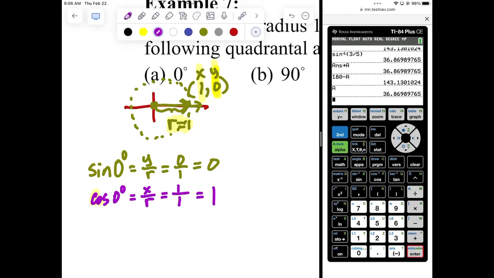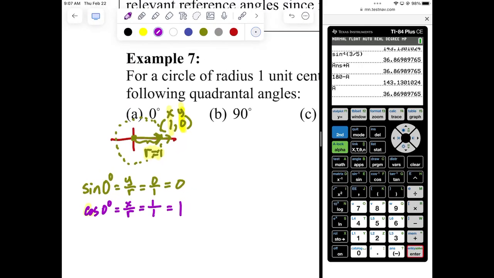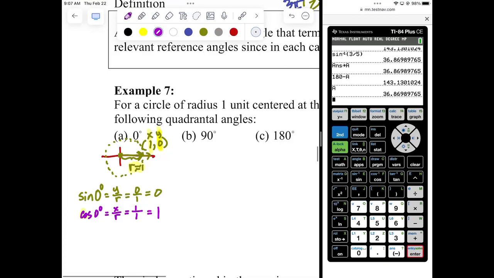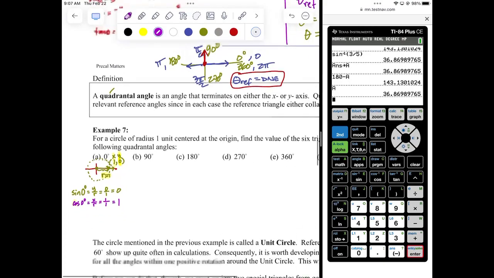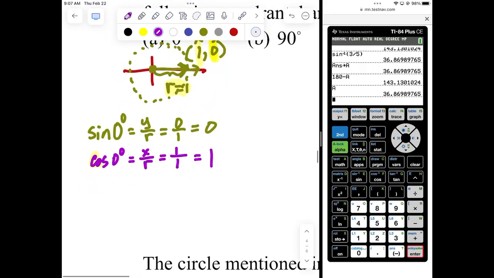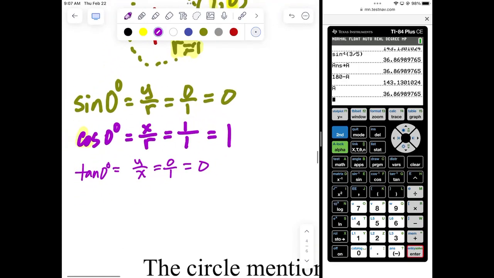Guess what cosine of 360 is? 1. It should also be 1, right? Because it terminates at the same place. It's coterminal. It's going to have the same lack of a triangle. So coterminal angles, as we saw yesterday, have the same trig functions. All right. What's tangent of 0 degrees? It's y over x, which is 0 over 1. What's 0 over 1? 0. Yep. I'm going to keep working straight down now. What would cosecant of 0 be? That's r over y.